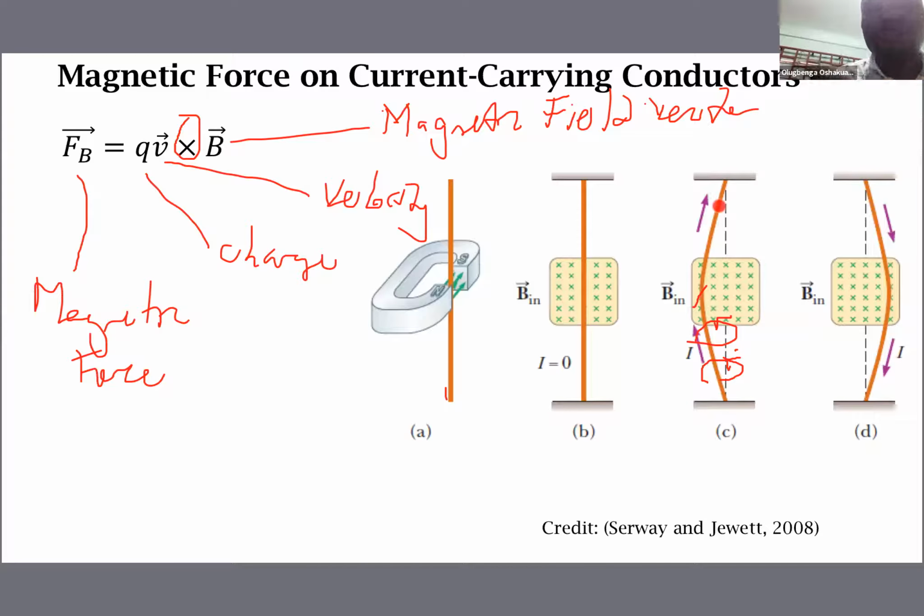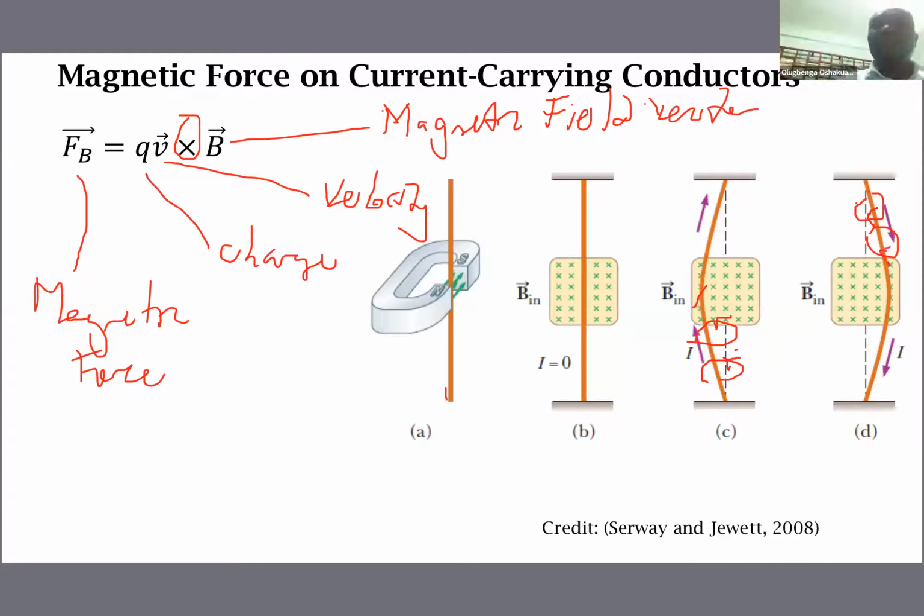And since it is experiencing magnetic force, it will bend in this manner. And now figure D is another scenario where current is flowing in the opposite direction. Since current is flowing in the opposite direction, we would expect the force to have an opposite direction to what we have in figure C.